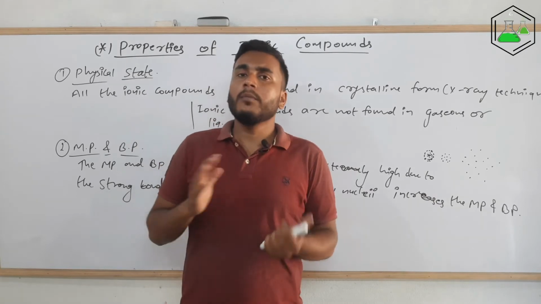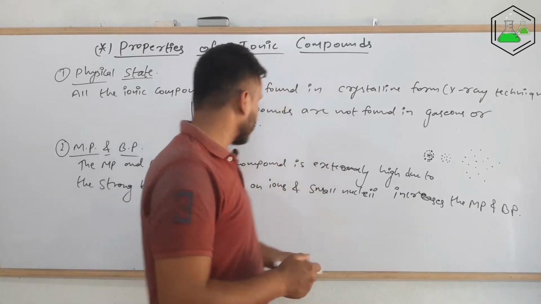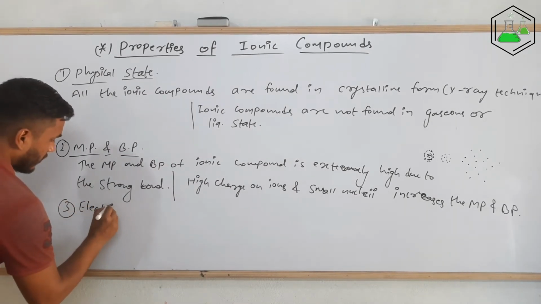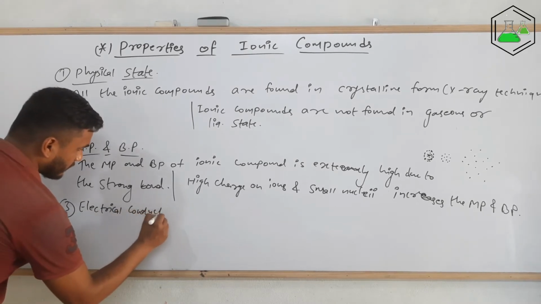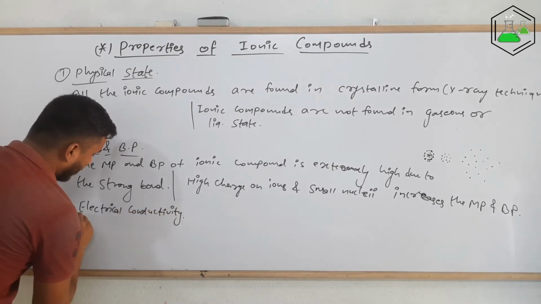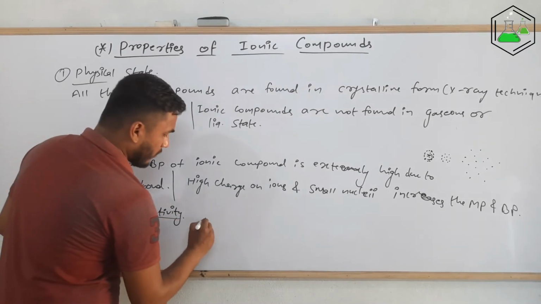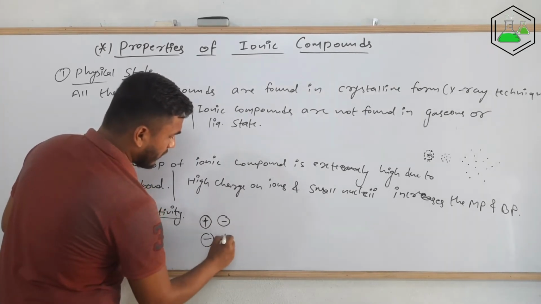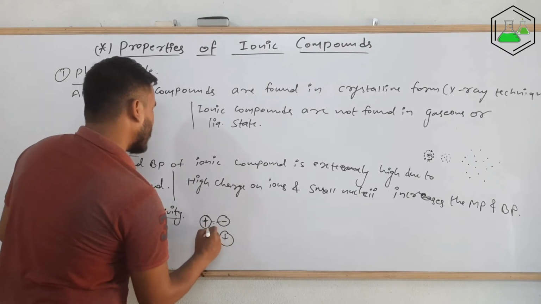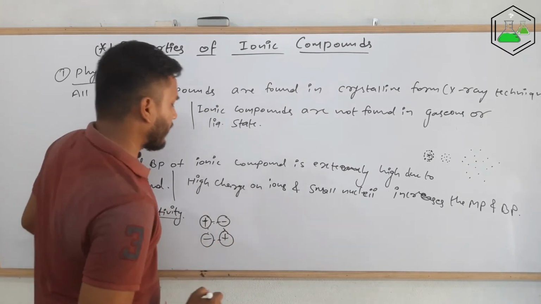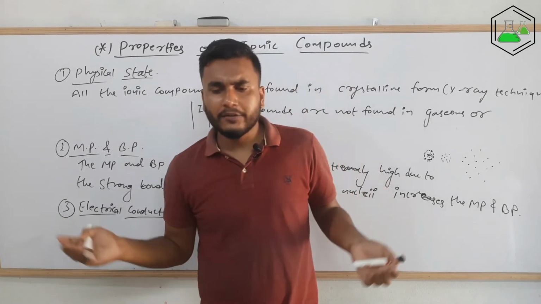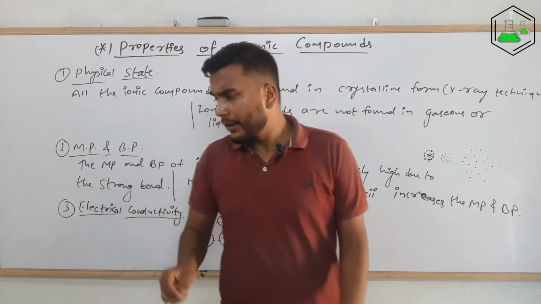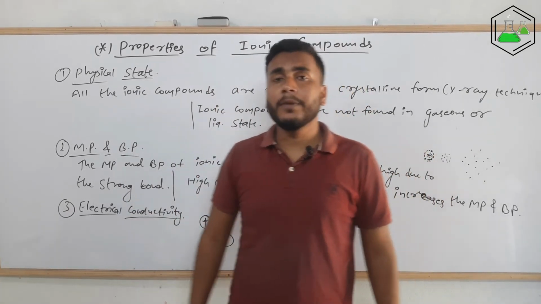Now let's see the third property, that is the electrical conductivity. Okay, I can write it over here. Electrical conductivity. As we know, the ionic compounds are formed by positive and negative ions. They will be like this, minus, plus, and so on. And there is very strong force of attraction between them. Now to conduct electricity, obviously the ions have to move from one lattice site to another lattice site, but due to this strong force of attraction they won't be able to move.